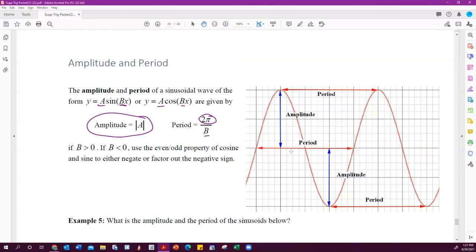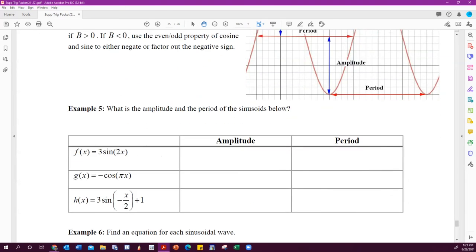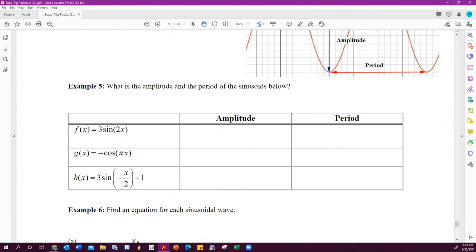So the period is how long a picture takes to do its thing, right? It's going to complete one rotation of the circle, which means one cycle of the trig graph. And the amplitude is how high and low you get. So amplitude was the absolute value of the vertical stretch factor. So here it's a 3. Absolute value of negative 1 is 1. Absolute value of 3 is 3.